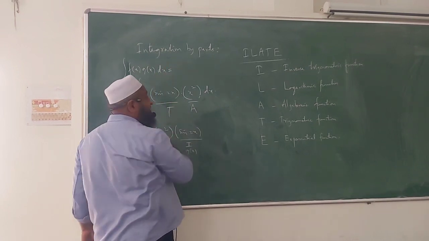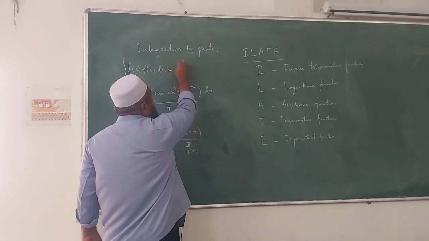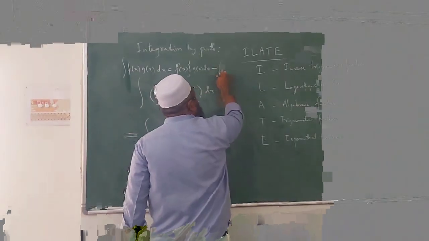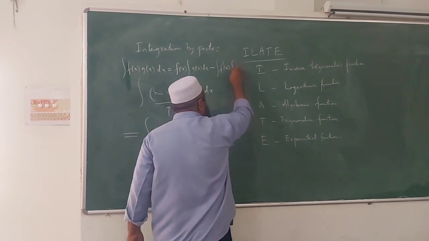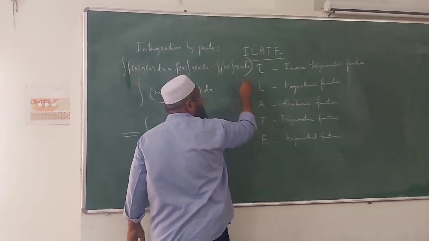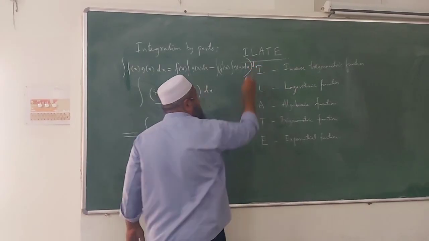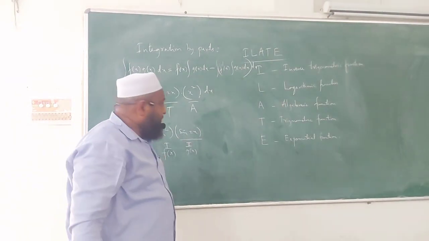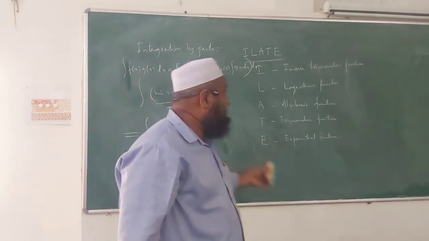Can you repeat along with me? f of x into integral g of x dx minus integral f dash of x into integral g of x dx, this complete with dx. Okay. So now let us proceed to calculate this one.